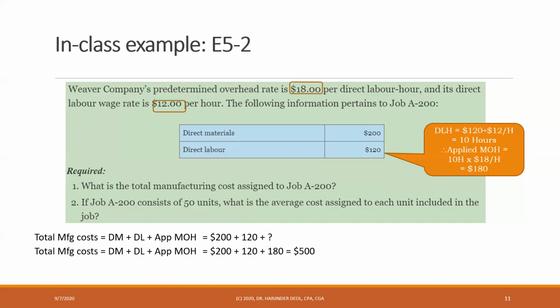The second part of the question said, if job A-200 consists of 50 units, what is the average cost assigned to each unit included in the job? Okay, if our total manufacturing costs are $500, and that $500 is 50 units worth, then the average cost per unit must be $10. $500 divided by 50 units gives us $10 per unit.